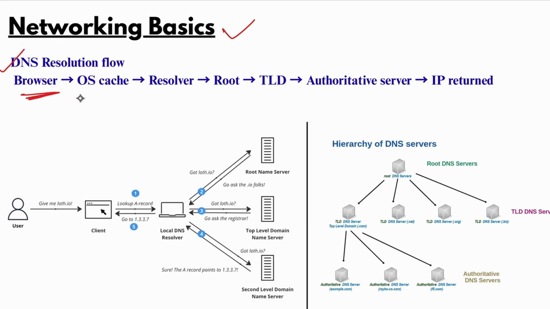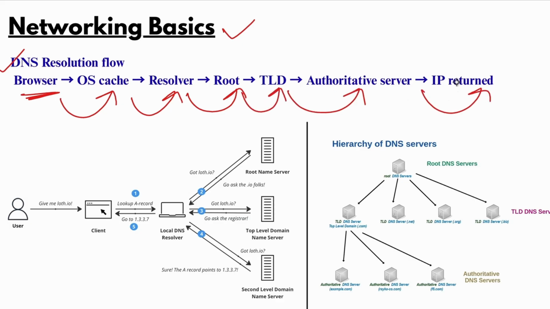Basically your browser will go to the OS cache, meaning the operating system cache. It will check first whether there is any cache in our operating system. If there is, it will use that. Otherwise it will go to the resolver. After the resolver, it will go to the root DNS server. Then it will call the TLD, then the authoritative server, and then the IP address will be returned to the user who is requesting. The same thing is depicted in this diagram.